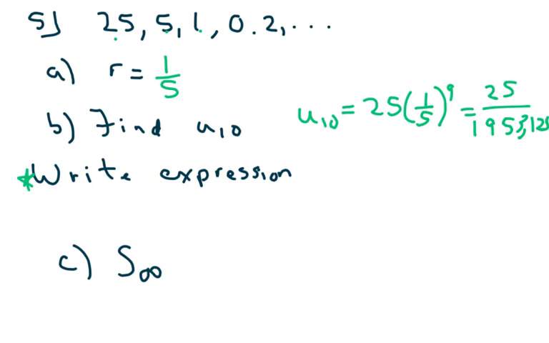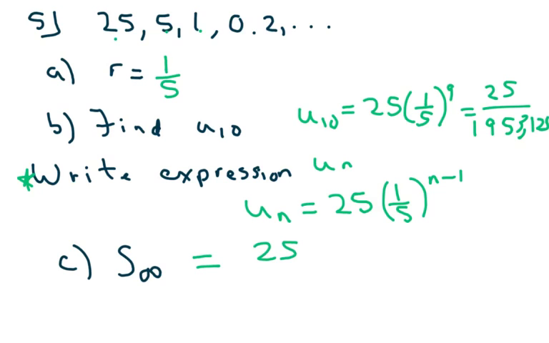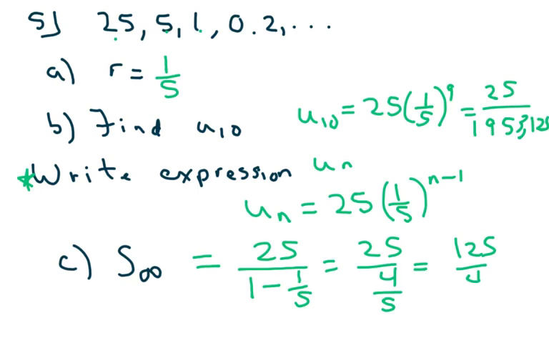Now they want you to write an expression for the nth term. And basically what they want you to do is just write your first term times your common ratio, and you just put n minus 1. And then for the infinite, you put the 25 over 1 minus 1/5, which equals 25 over 4/5, which is 125 over 4.